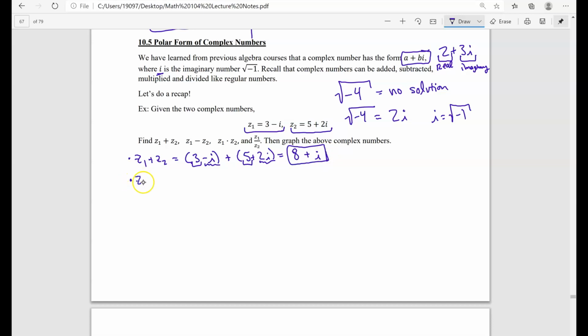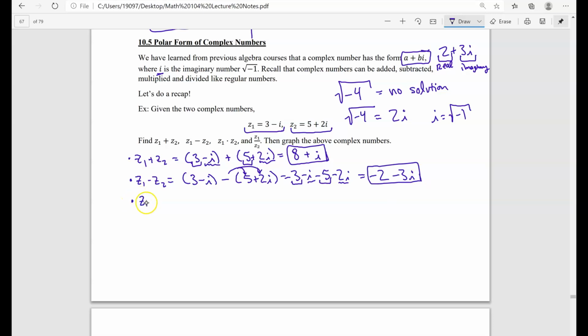Now let's look at C1 minus C2. You take 3 minus i, minus 5 plus 2i. Before we do that, let's distribute this negative out. So you have 3 minus i minus 5 minus 2i. 3 minus 5 gives me -2, and then -i minus 2i gives me -3i. That's the subtraction of the two complex numbers.